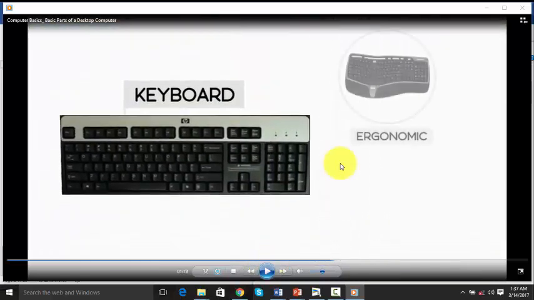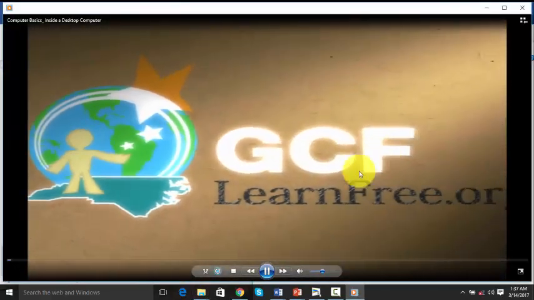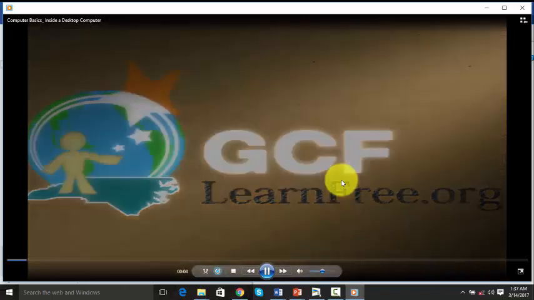For example... Okay, so we need to check on the other video where we are looking at the central processing unit. The central processing unit, okay. It's this one, I'm sure. Okay, the central processing unit.